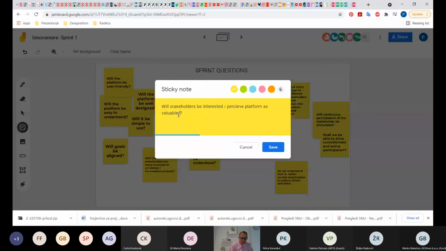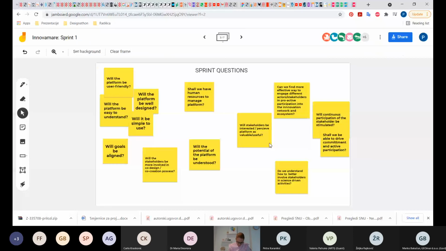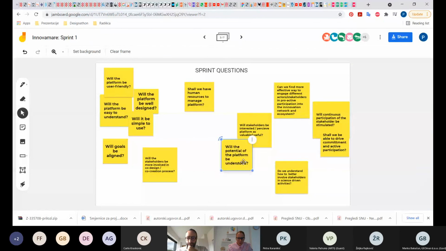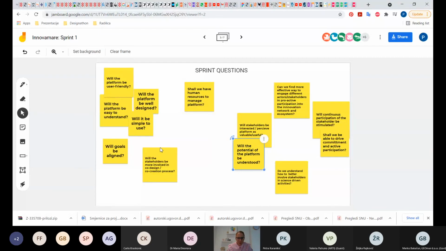I think it's just connected. How will they hear about the potential? Okay. Will the potential of the platform be understood? So it's connected to the perceived value and usefulness, right?